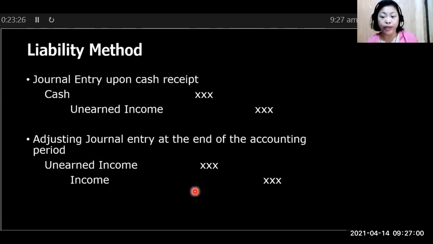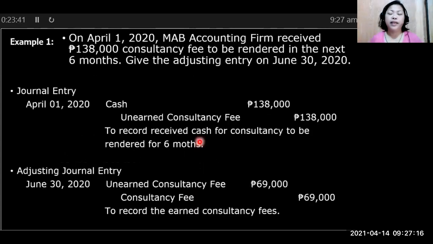Note, the amount of the adjusting journal entry will now represent the earned portion, the earned portion of the amount initially received. Now, let's have an example. On April 1, 2020, MAB accounting firm received 138,000 pesos consultancy fee to be rendered in the next 6 months. Give the adjusting entry on June 30, 2020.